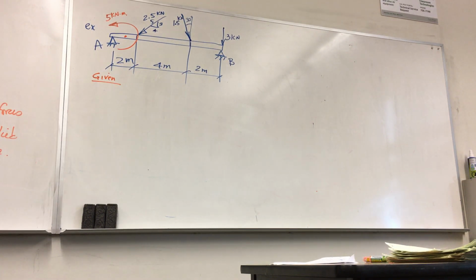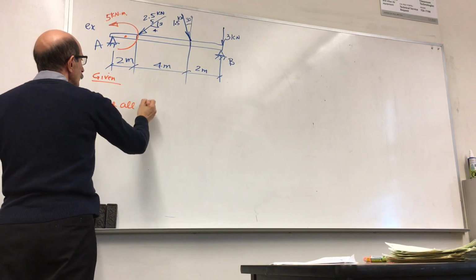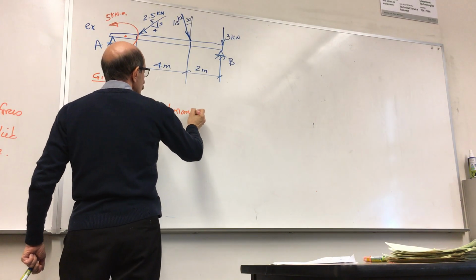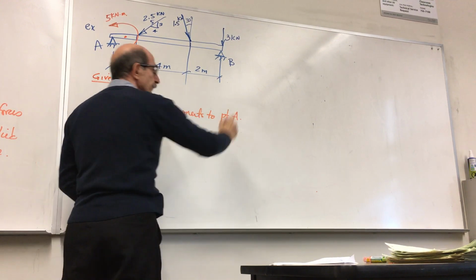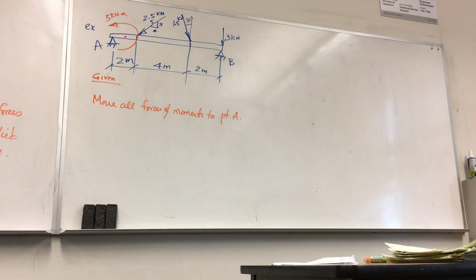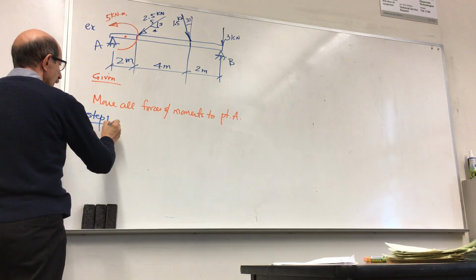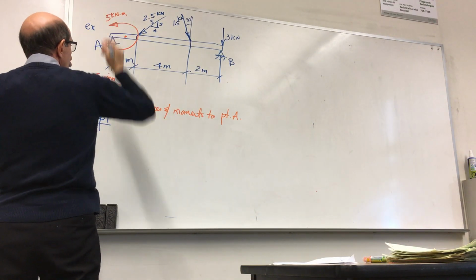What the problem is asking is that, okay, move all forces and moments to point A. In other words, we want to replace all of these with a single moment and a single force acting at point A. So what is the procedure? Step number one, you want to find the resultant of all these and move it to that point A.